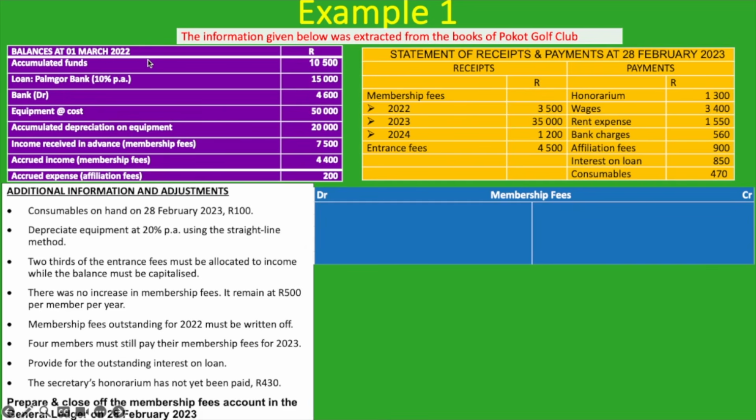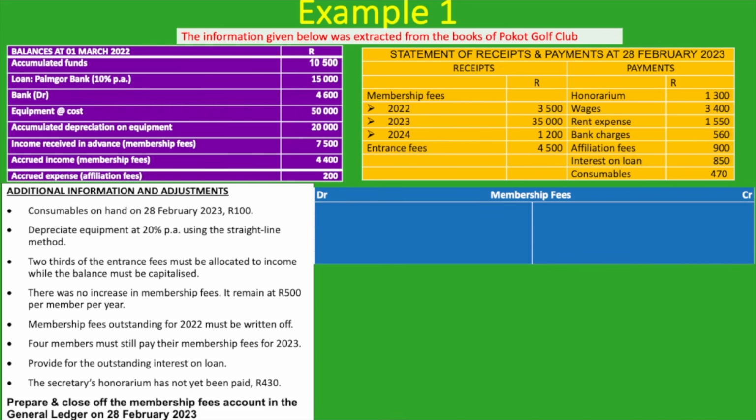So everything in purple is our opening balance. Now let's look for income received in advance. And I'm sure you can see it down here, income received in advance. It has to specifically relate to membership fees. And that is why you can see in brackets it's written membership fees. How much is that? That is 7,500 Rand.